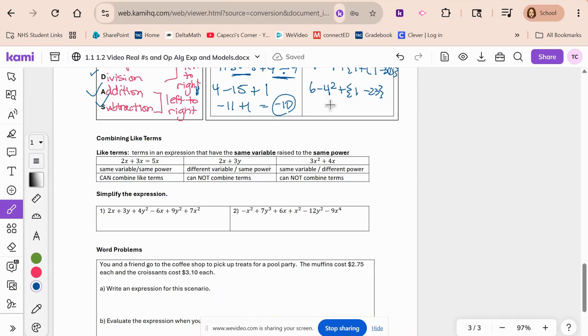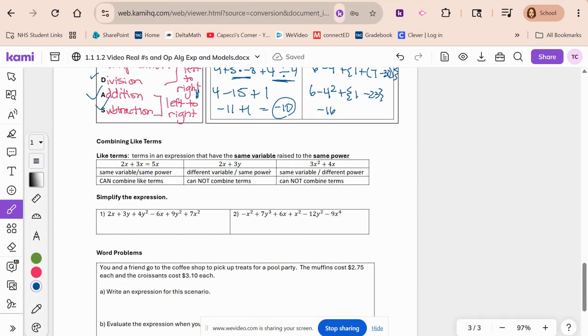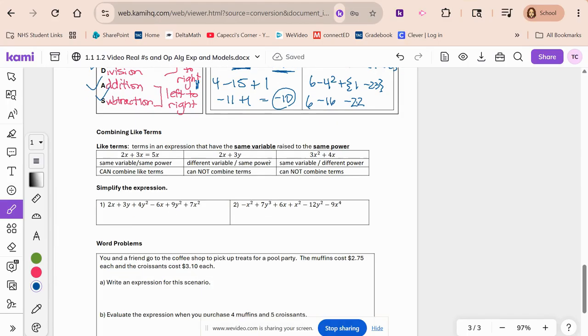So from here, I have negative 4 squared. That's going to be minus 16, right? Because that's not in parentheses, the negative 4. So I'm just squaring the 4. So I bring down this 6. And then I have plus 1 minus 23 is negative 22. So I don't even need that plus there. That's a minus 22. And I go left to right. I have 6 minus 16 gives me negative 10. Minus 22 gives me negative 32.